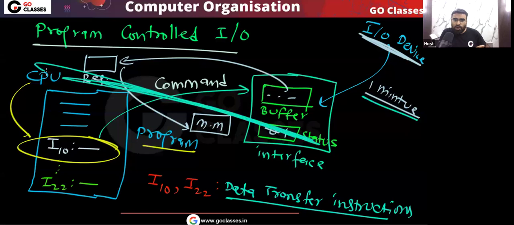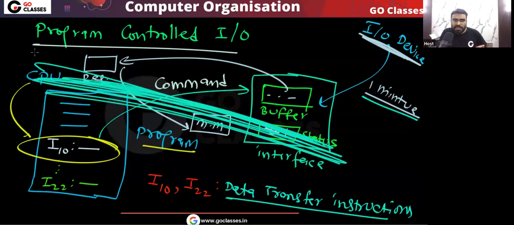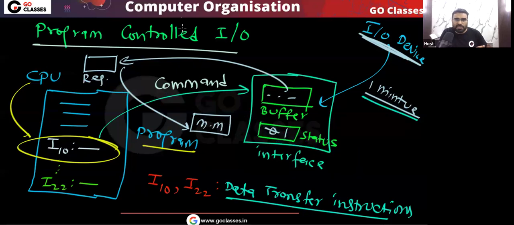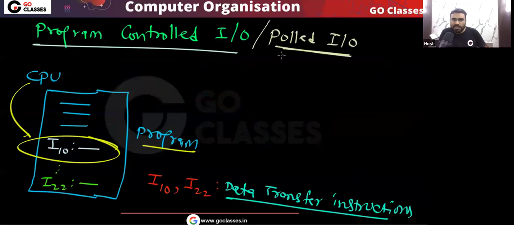The CPU is continuously polling: is the data ready? Is the data ready? The CPU is continuously checking this status register. So that is the reason this is called polled IO, or I can say that is the reason this is called polling. Is this clear? Very simple. So this is the complete idea.